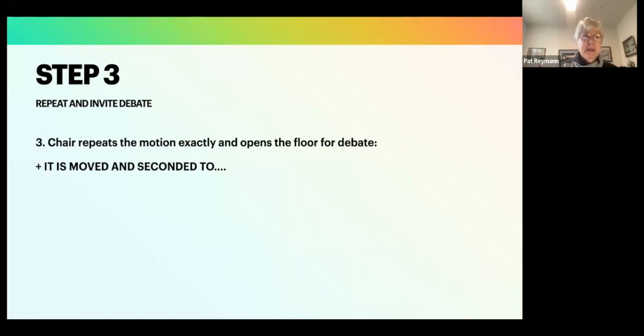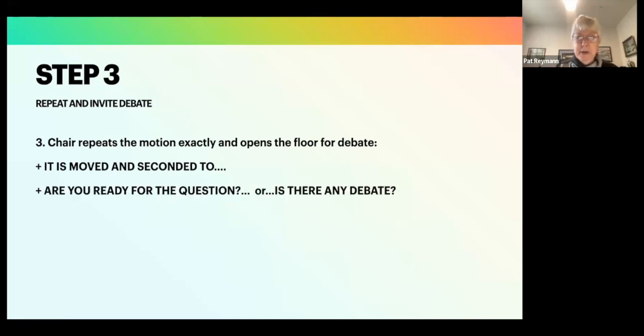The chair says, it is moved and seconded to, and repeats the motion. And then, are you ready for the question, or is there any debate? Those terms are sort of interchangeable. It means the same thing. Are you ready for the question means, are you ready for the vote? And if you aren't ready for the vote, then it means you have some debate. So either way, is there any debate is a little bit more straightforward, and I think more people understand what that means. So I would go with the second one.